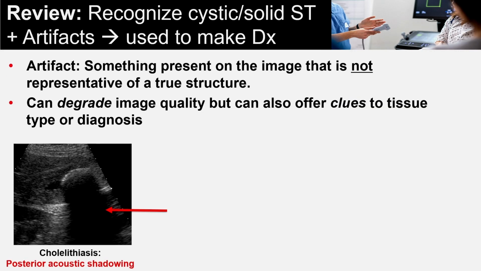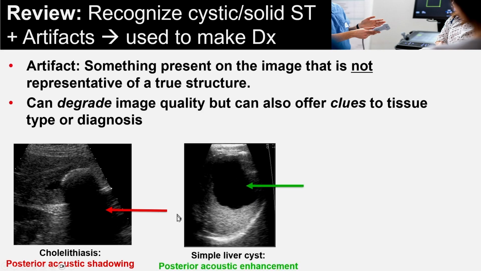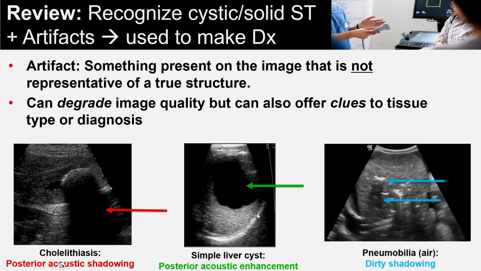So let's just quickly review. We've talked about various artifacts. Here's an artifact of posterior shadowing caused by a substance or a stone with high acoustic impedance in a patient with gallbladder stones. Here's a patient with a simple liver cyst that lets all the sound through, and you get the posterior acoustic enhancement, sort of a benign entity. And then you have somewhere in between where you have a strong reflective surface like air, and then you have dirty shadowing behind it.